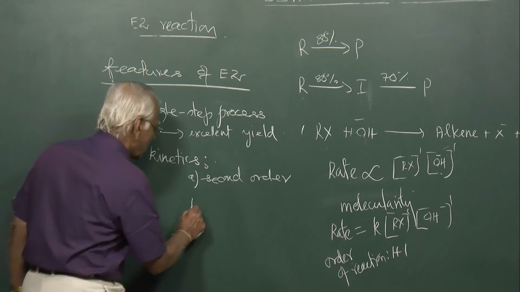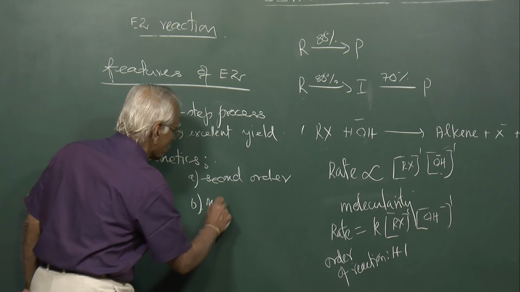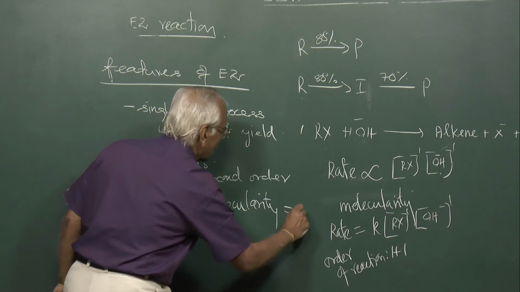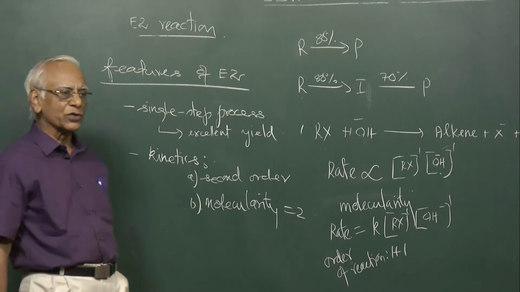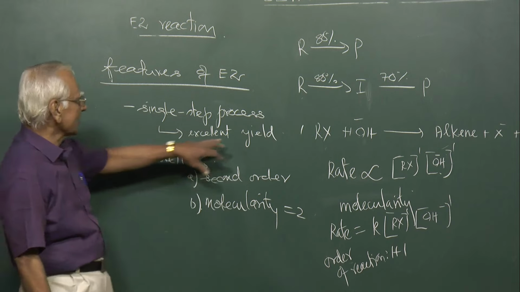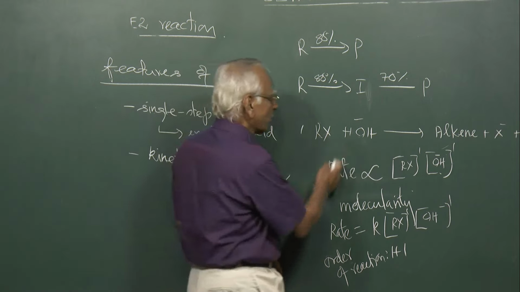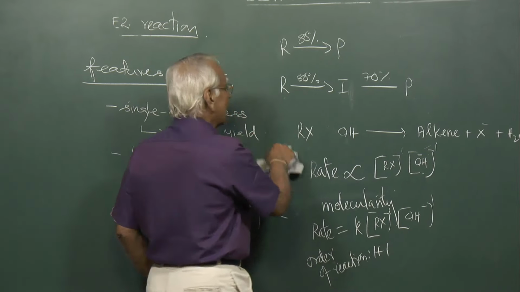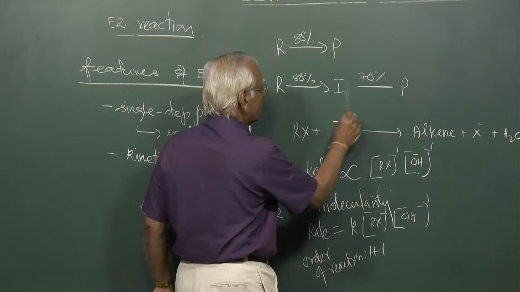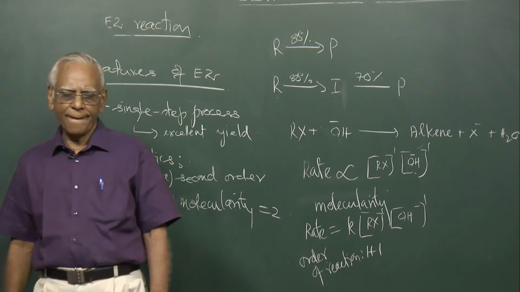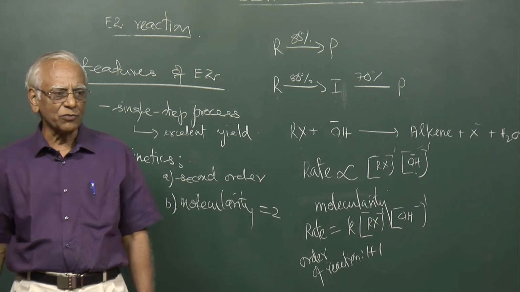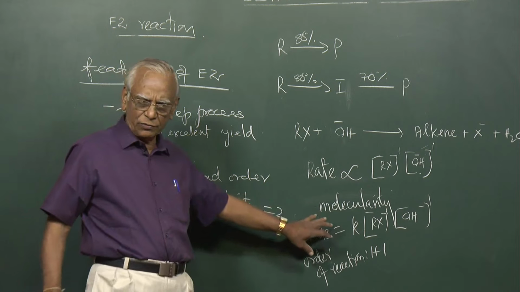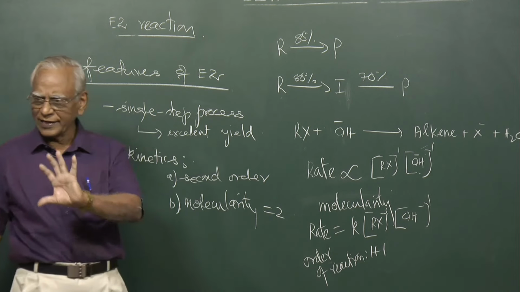And molecularity is also 2. These are the information. Molecularity is also equal to 2. Order is also equal to 2. And what is the molecularity? The number of species taking part in the rate determining step. I got alkyl halide plus OH minus ion. There are only 2 species over there, and therefore molecularity is 2. Bimolecular reaction.